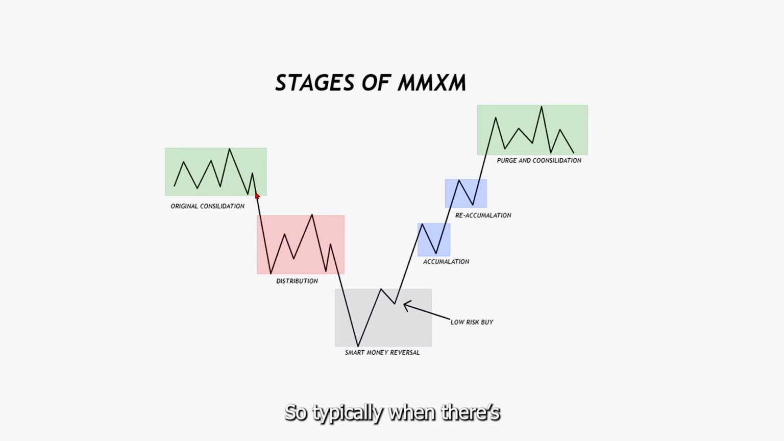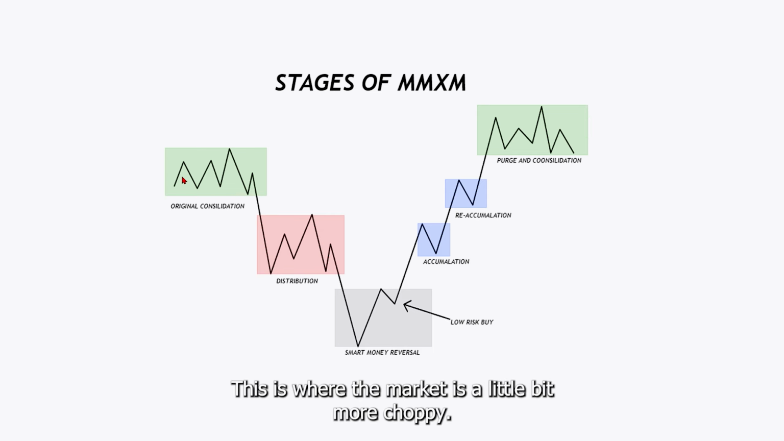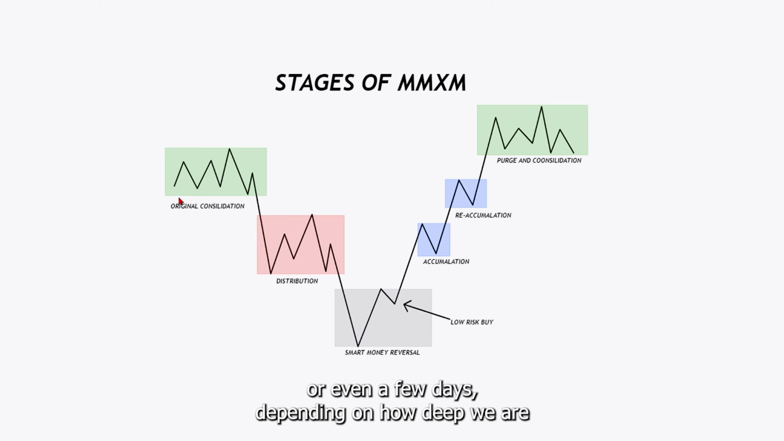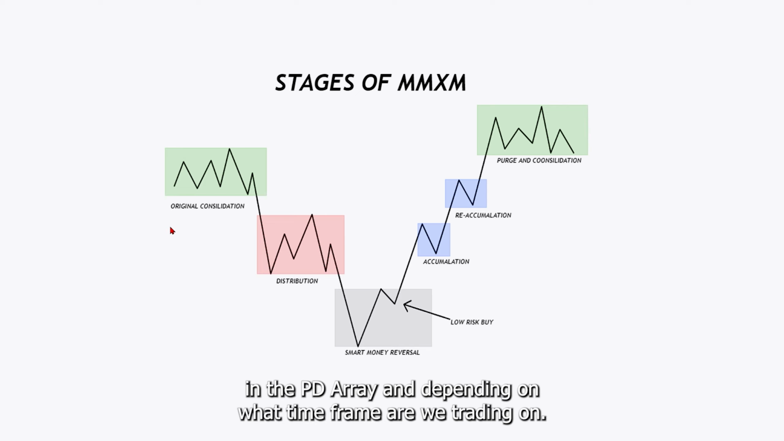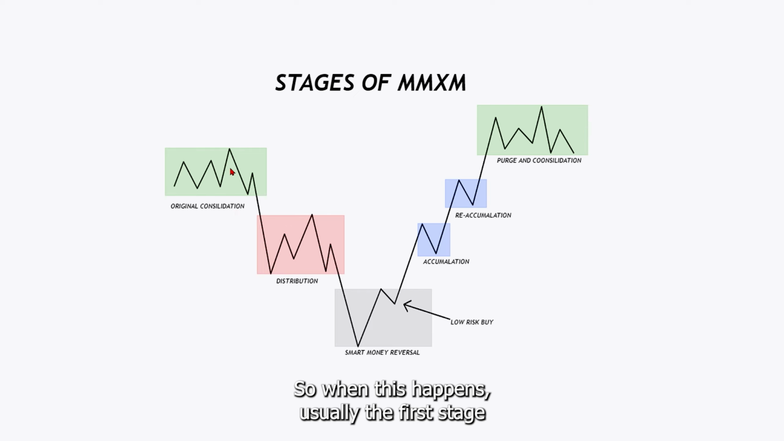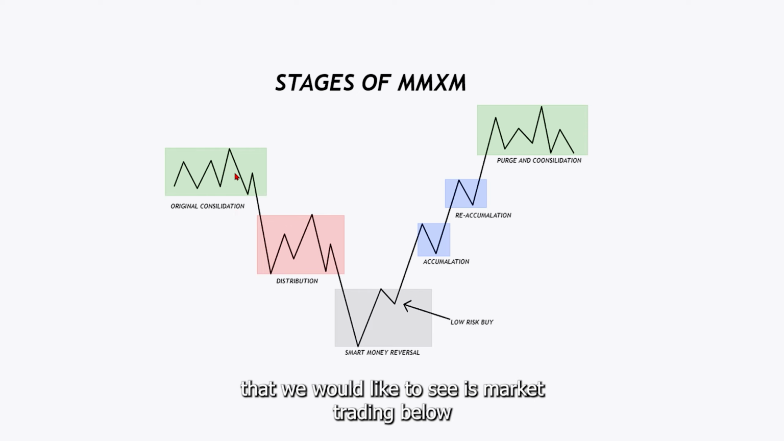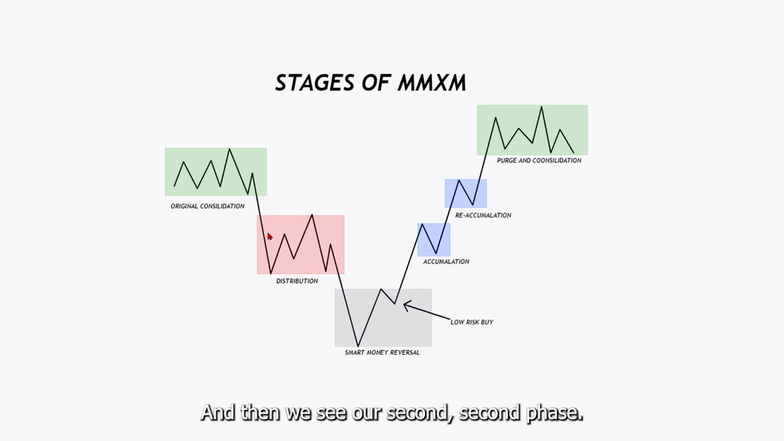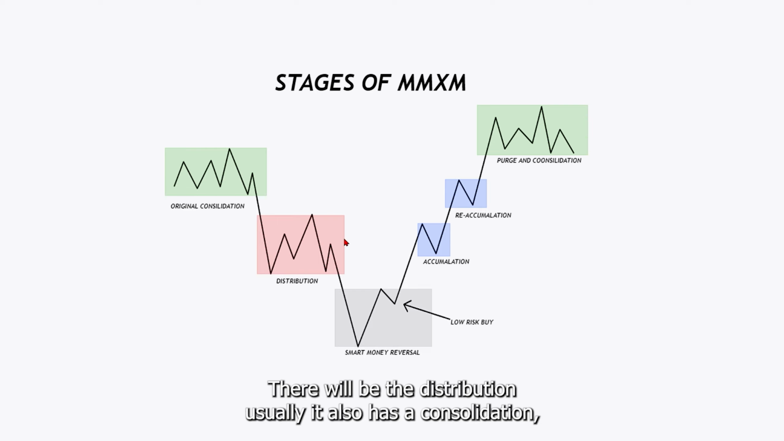So typically when there's a PD array or buy side liquidity on top, majority of the times we'll see original consolidation. This is where the market is a little bit more choppy. We can experience this for a whole month, a few weeks, or even a few days, depending on how deep we are in the PD array and what time frame we are trading on. When this happens, usually the first stage that we would like to see is the market trading below the original consolidation, taking out all these lows, and then we see our second phase, which would be the distribution.